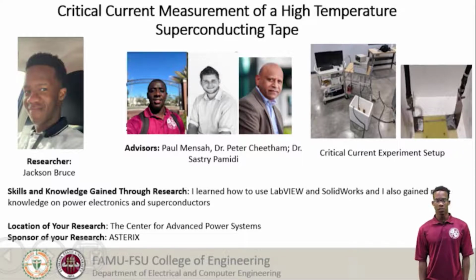High-temperature superconductors have a critical temperature of 90 to 110 Kelvin. During the experiment, the high-temperature superconducting tape was submerged in liquid nitrogen to keep the temperature at 77 Kelvin, which keeps it in the superconducting range. We ran current through the high-temperature superconducting tape, increasing it every few seconds until we started seeing voltage across the superconductor.